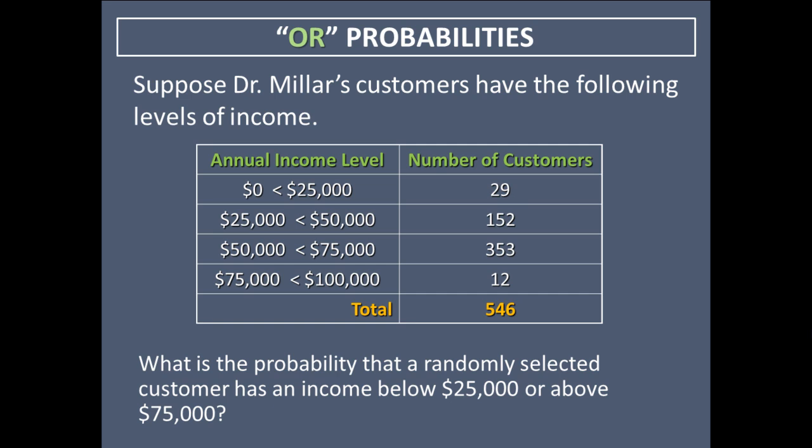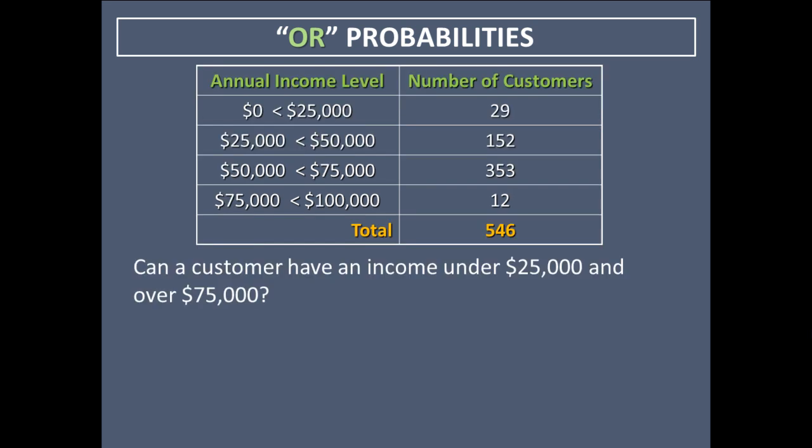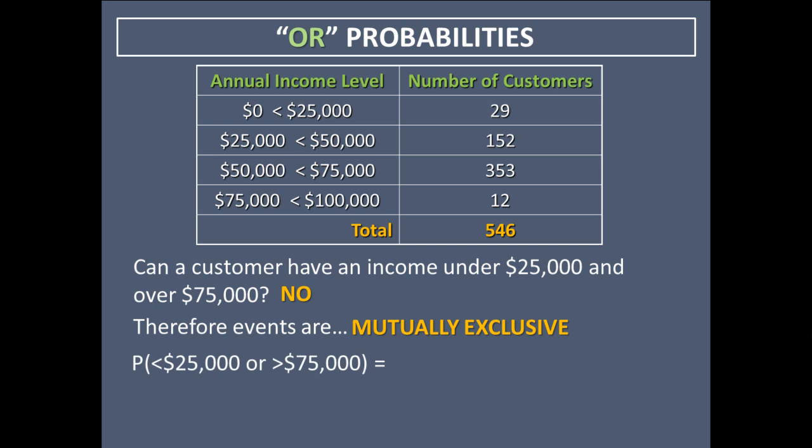So if I go back to Dr. Miller and look at the income levels of his clientele, and we were looking for the probability that a randomly selected customer has an income below $25,000 or above $75,000, well, first thing we ask ourselves, are those two events mutually exclusive or not? So can somebody have an income under $25,000 while at the same time having an income over $75,000? No, they cannot. Therefore, the events are mutually exclusive, in which case we simply add their two individual probabilities.